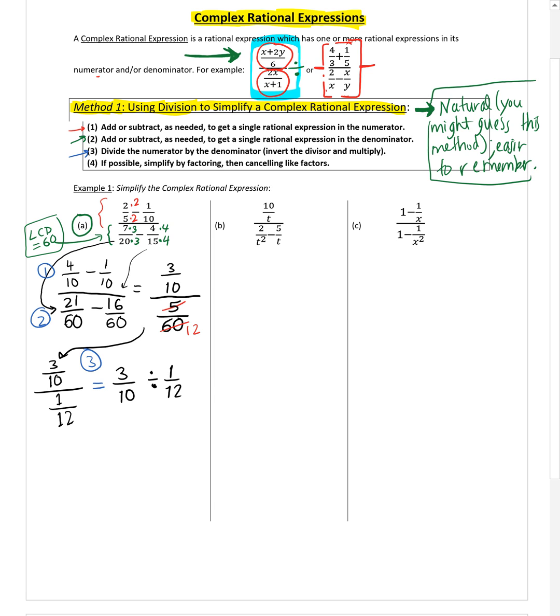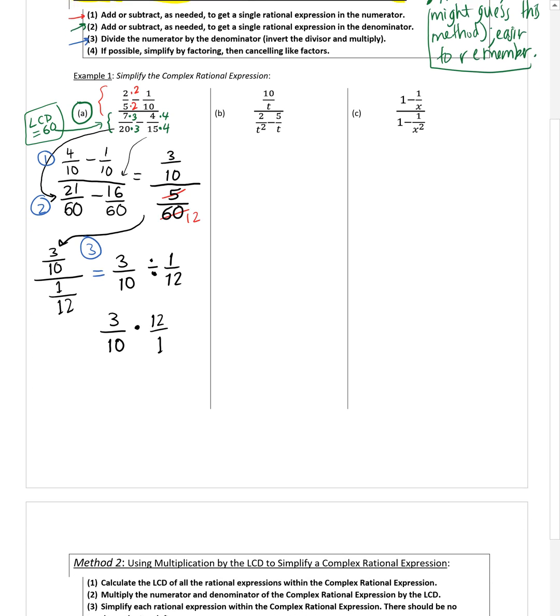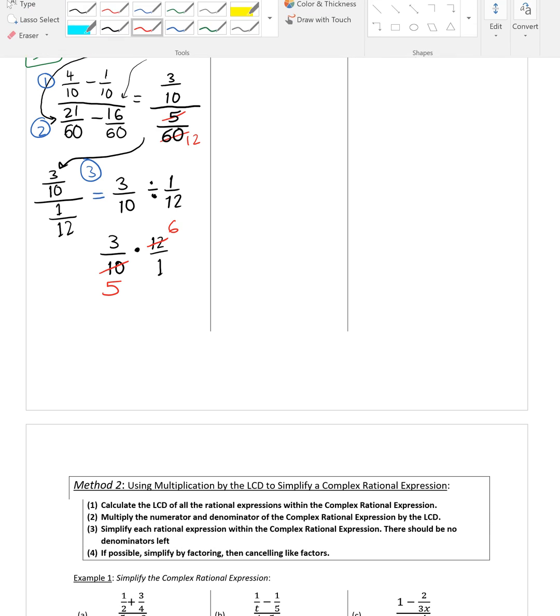And now that it's a division problem, I think I know what to do. Like we said before, you flip the second one upside down. The reciprocal of the second fraction would be 12 over 1, and then you multiply. But like we've seen before in previous sections with these rational expressions, you want to not just multiply, but reduce if you can. It's not much of a reduction, but I do see that 2 goes into both of these. 2 goes into 10 5 times, and 2 goes into 12 6 times.